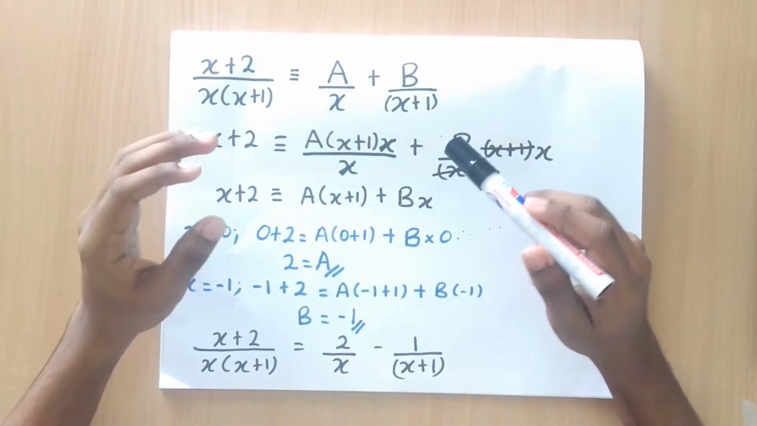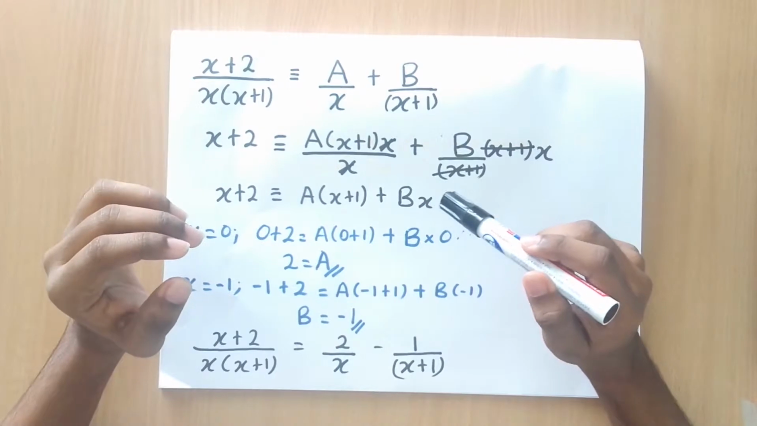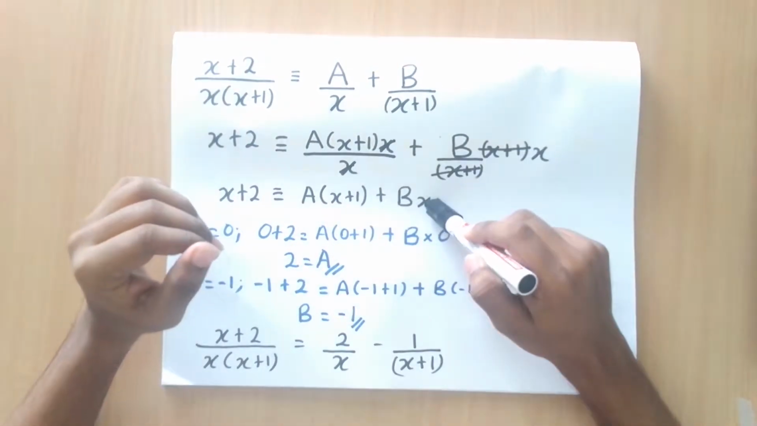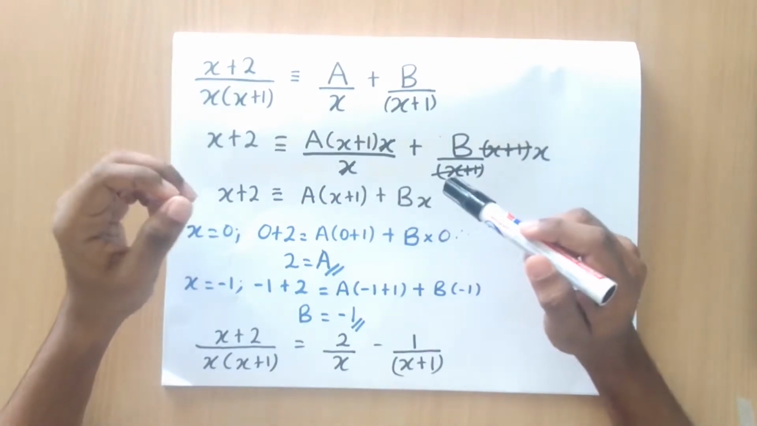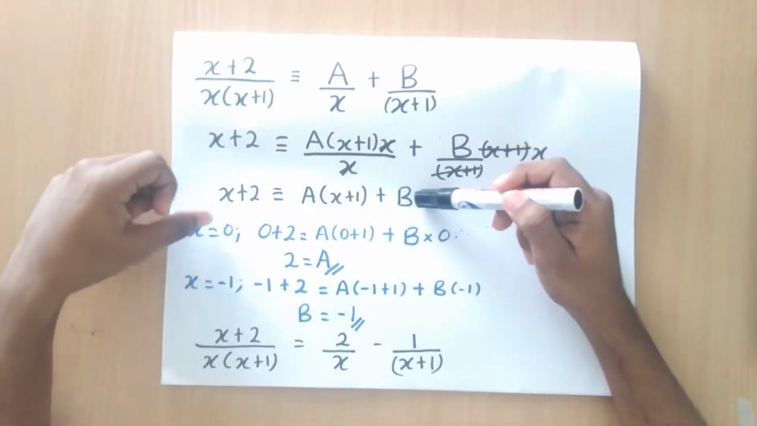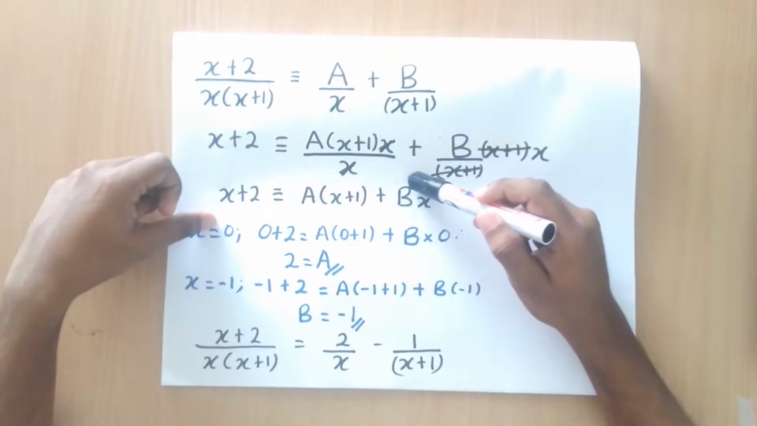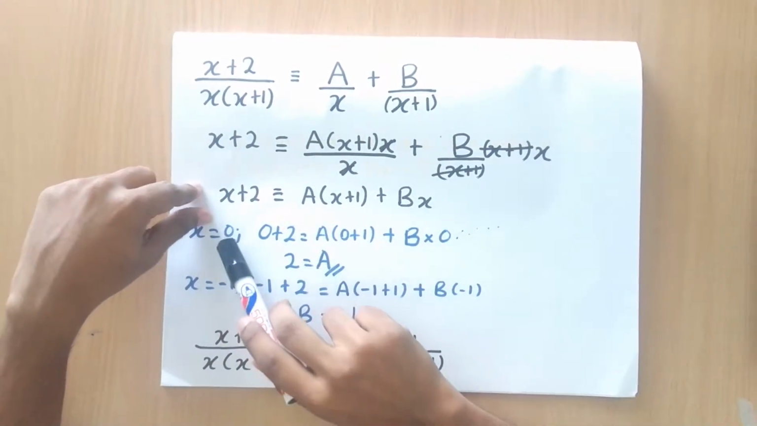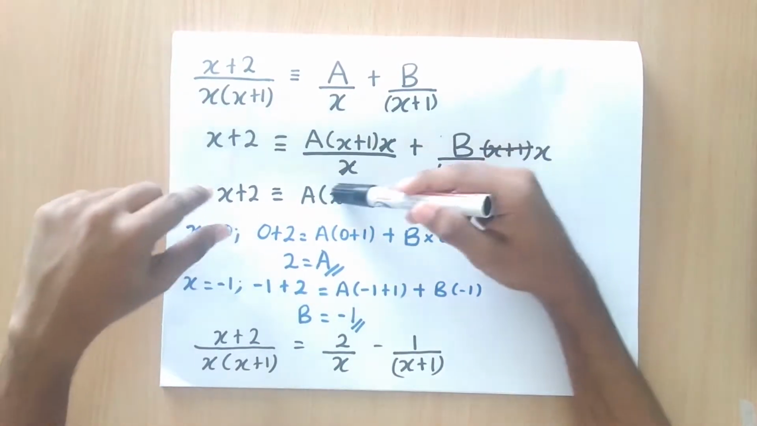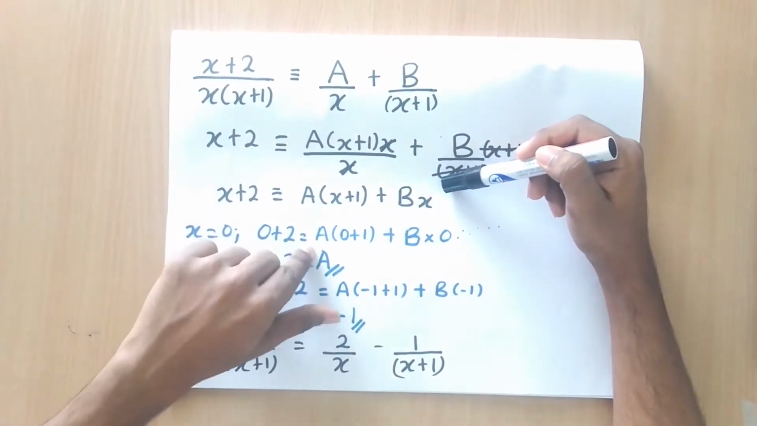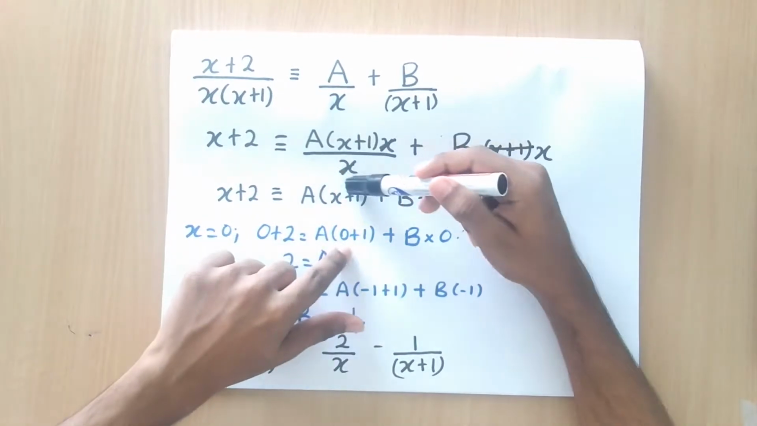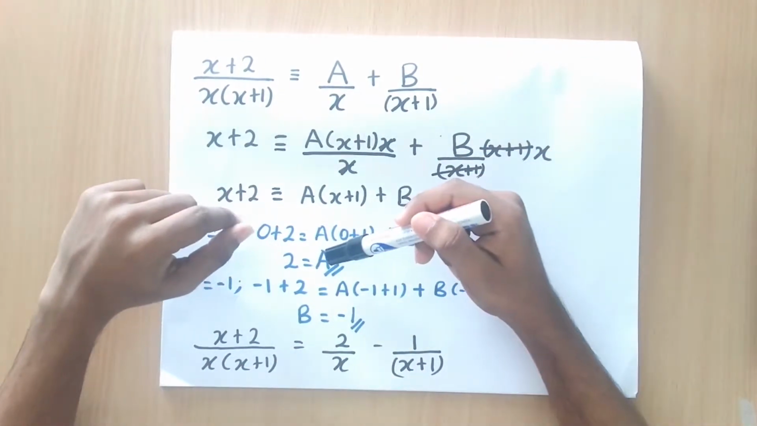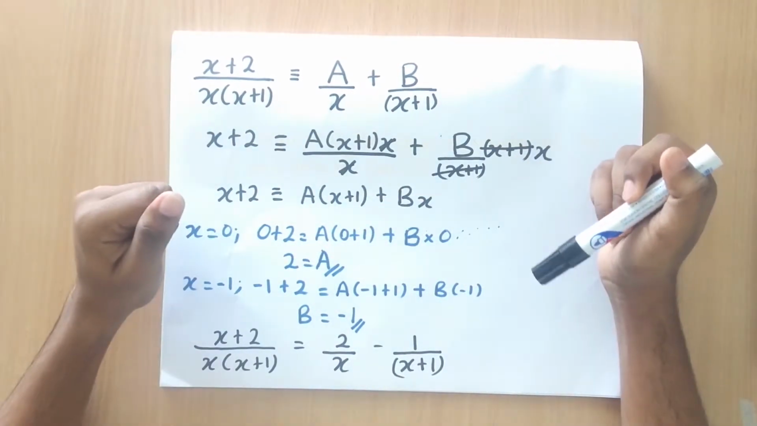Now we substitute values for x such that one of the two terms on the right side becomes 0. Notice that when we substitute x equals 0, this term becomes 0. That way we can find a. So when we substitute x equals 0, this equation becomes 0 plus 2 equals a into 0 plus 1 plus b into 0. So we can find a equals 2.